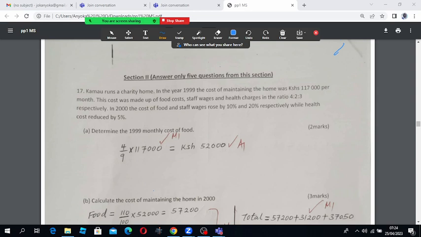Kamau runs a charity home. In the year 1999, the cost of maintaining the home was 117,000 per month. This cost was made up of food costs, staff wages, and earth charges in the ratio 4:2:3 respectively. In 2000, the cost of food and food stuff rose by 10% and 20% respectively, while earth cost reduced by 5%.